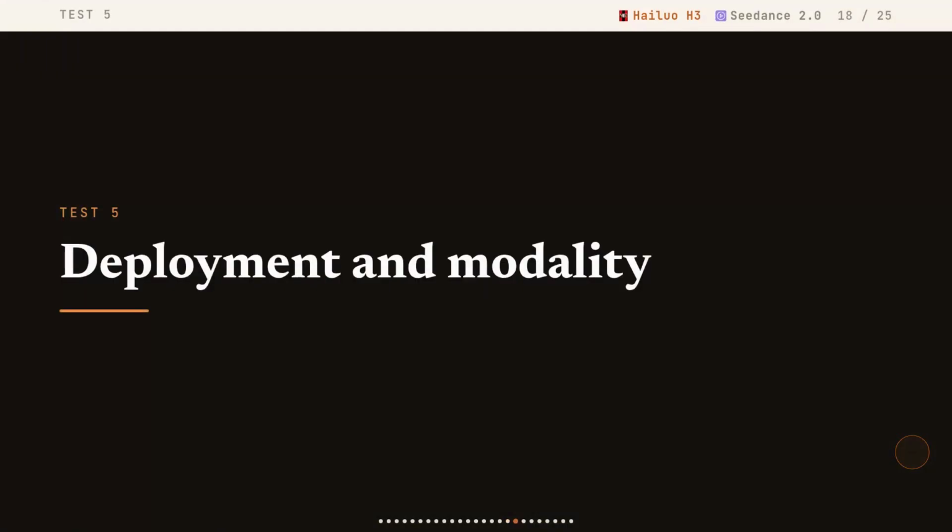Test 5 is deployment and modality. You want to run a video model locally with no API calls, no rate limits, no data leaving your machine, and you find out your chosen tool is API only, with no open weights planned. That's a hard stop for anyone building a private pipeline or working in a regulated environment, so this test is about which model actually gives you that option.